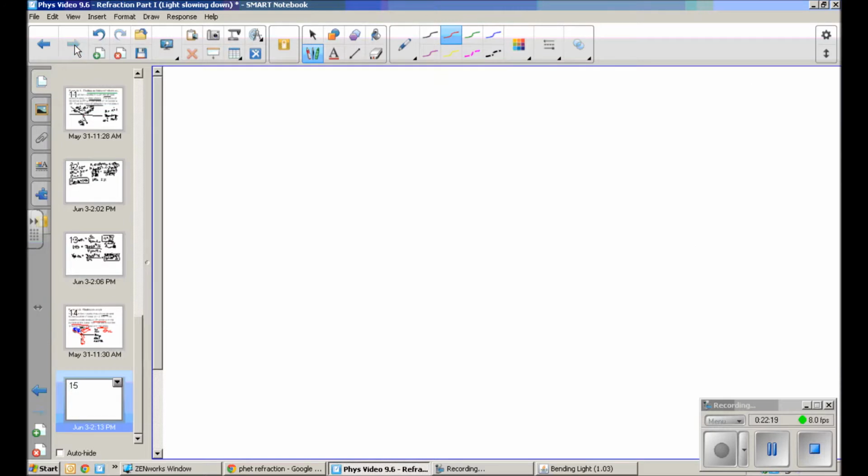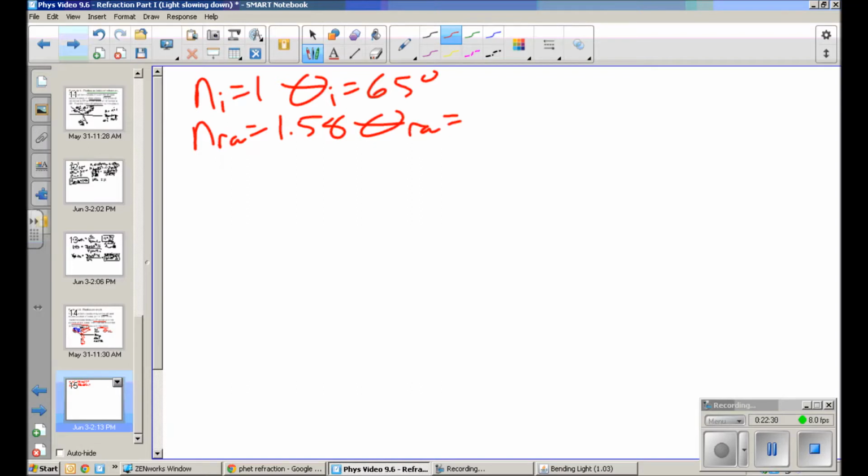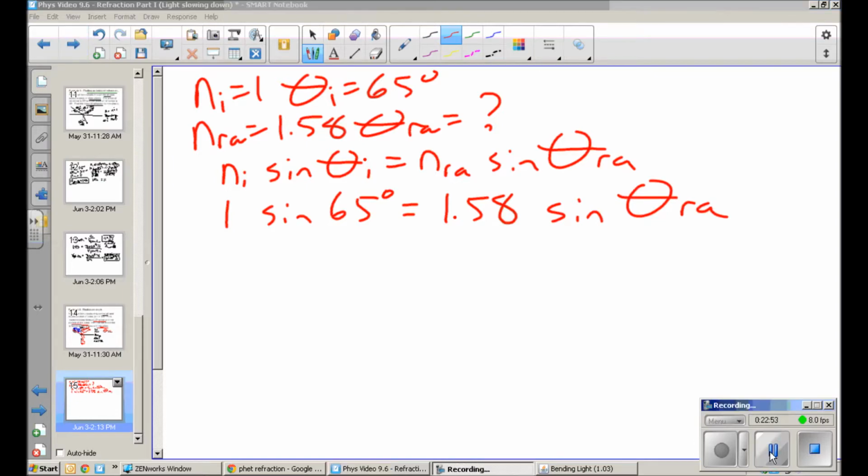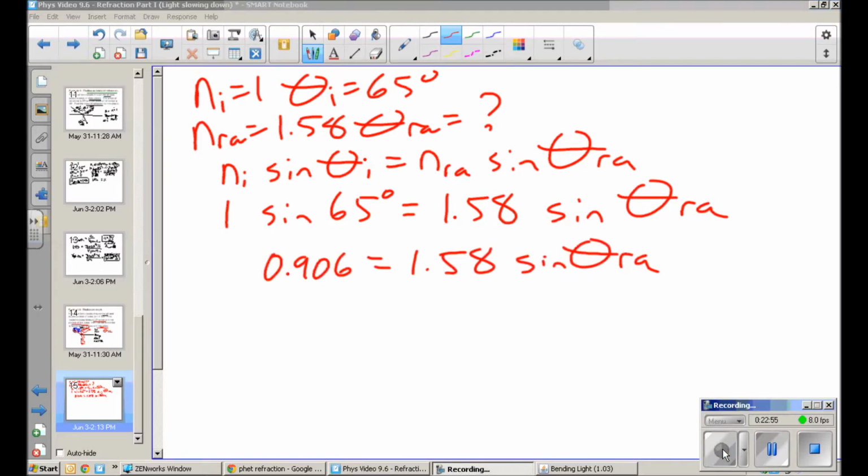So here we go. We're almost done. Ni is 1, theta I is 65 degrees, NRA is 1.58, theta RA is question mark. That is really sloppy. All right, here we go. Ni times the sine of theta I equals NRA times the sine of theta RA. And plug in your numbers. So you get 1 times the sine of 65 degrees equals 1.58 times the sine of theta RA. So solve it. The sine of 65 is 0.906. That's going to equal 1.58 times the sine of theta.